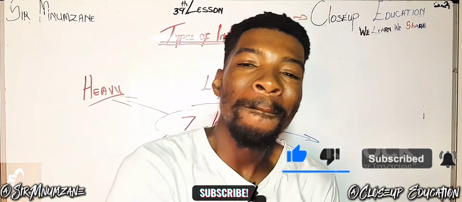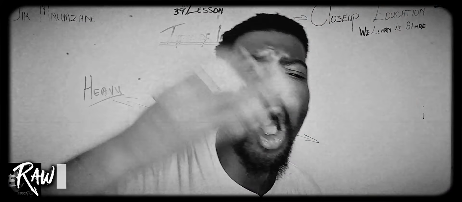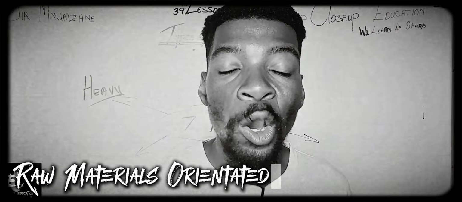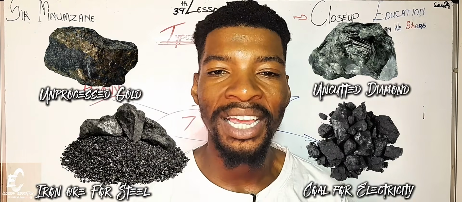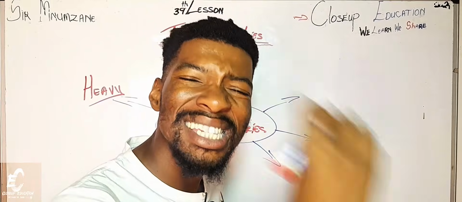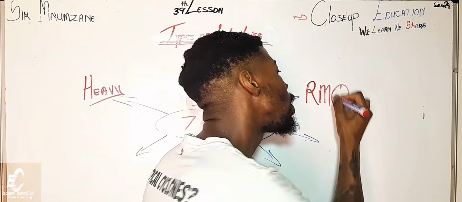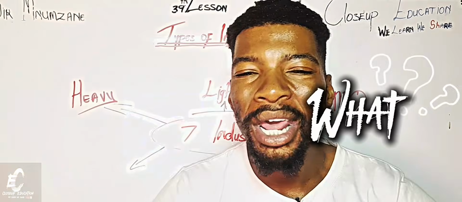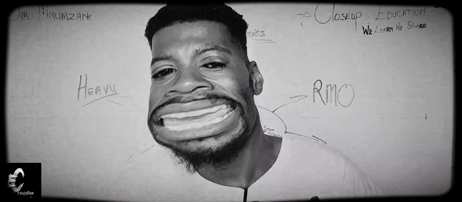Why? Because we are moving into a much nicer one, which is called the raw material orientated industry. We know that we have raw material for days in South Africa. So what is this? Raw material orientated industry. What do they mean? It definitely explains itself. Do I actually have to explain it?